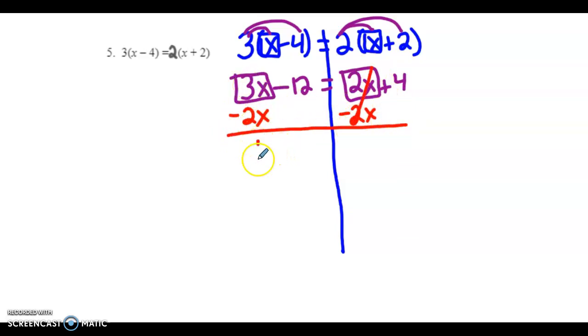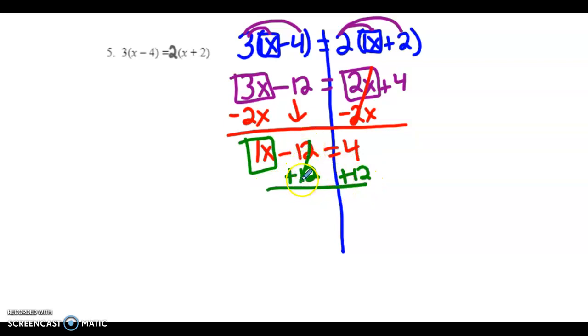3x minus 2x is 1x, and then I'm just going to bring everything else down. Still going to box off that letter, because that helps me see what I need to get rid of. So I need to get rid of the -12. So I'm going to do the opposite by adding 12 to each side. Bring the 1x straight down.